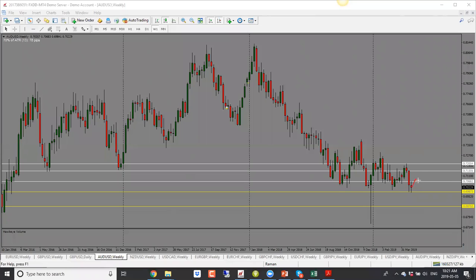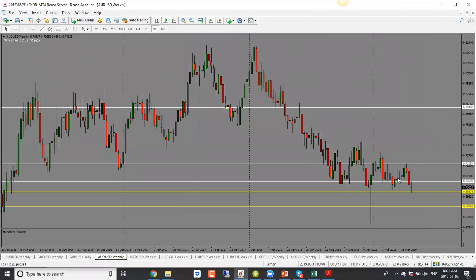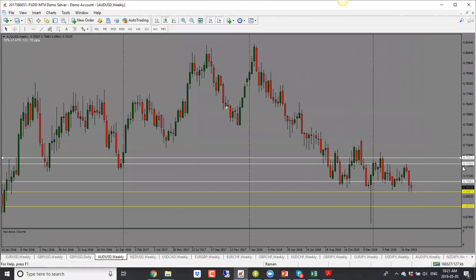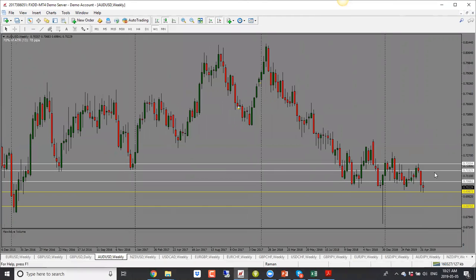So if it breaks through here, I will look for that move, and then it could also go all the way into 0.7200, because, as we can see, it will also be back into the range. So price has just been stuck here for several weeks, and it could go all the way to the high. So right now, bearish to neutral for Aussie.